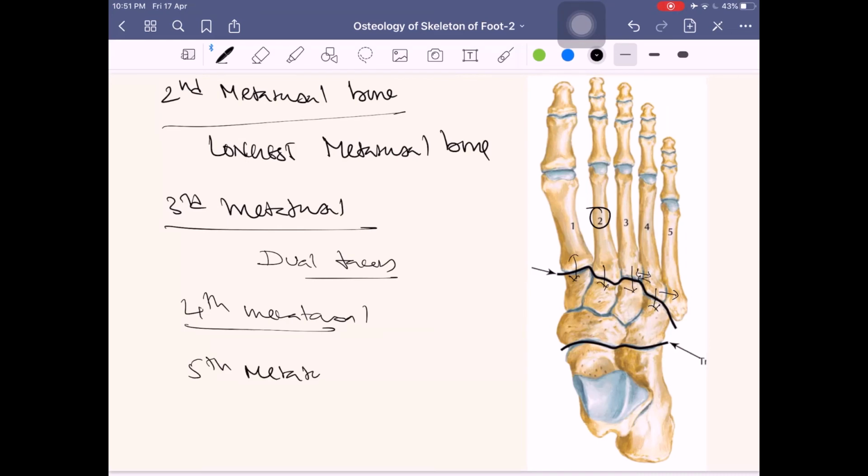And your fifth metatarsal. Now the fifth metatarsal is very interesting because it has a projection. Can you see the small projection at the back? This we call the styloid process of the fifth metatarsal. So the fifth metatarsal has a projection, a large tuberosity. You can call it a tuberosity or simply a styloid process.